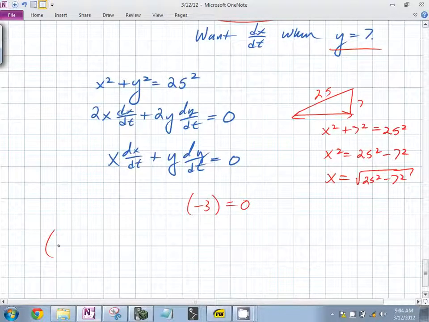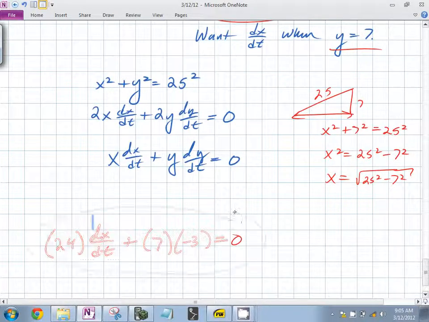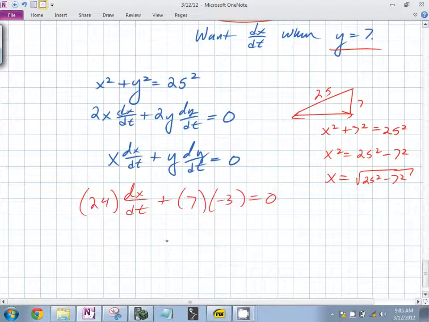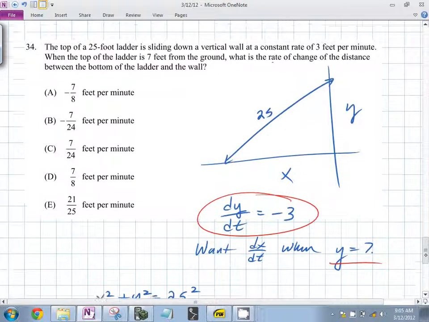24. What is it? 24. So 24 dx dt, and that's what we're solving for. Plus, what does y equal? We already know what y equals. 7 times negative 3 equals 0. Yay! So what do we end up with? Dx dt is equal to 21 over 4, which is equal to what? 7 over 8. Correct. And is that one of the answers? 7 over 8 feet per minute.